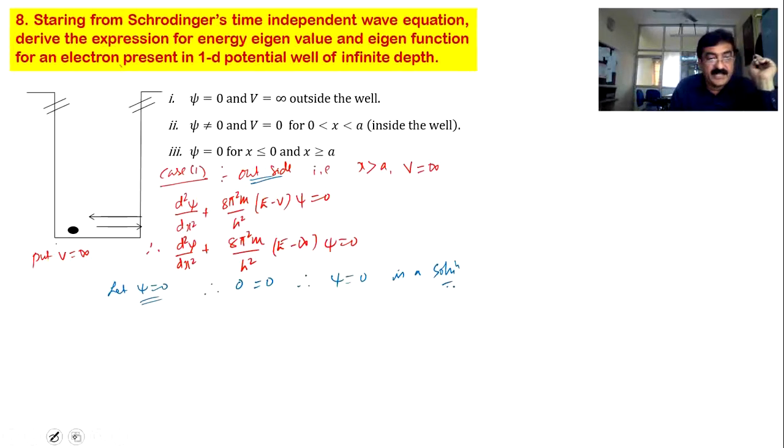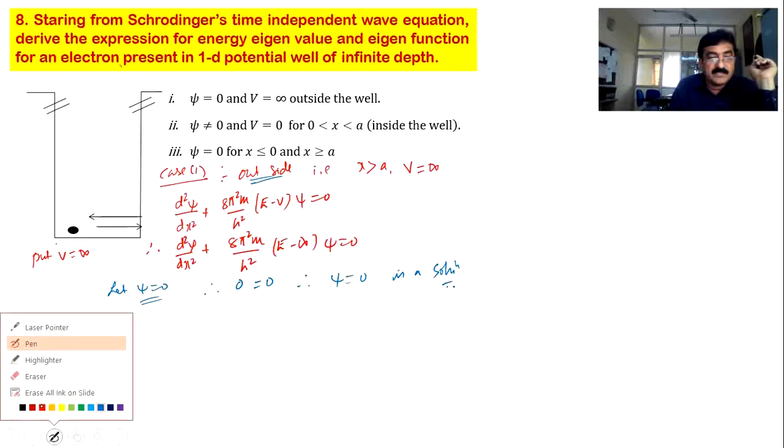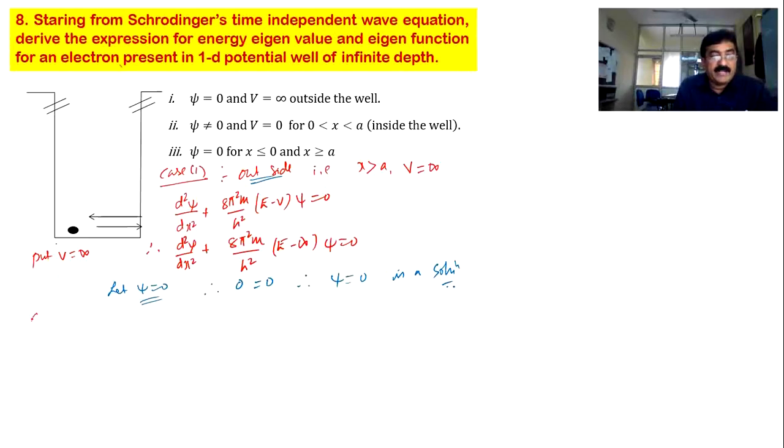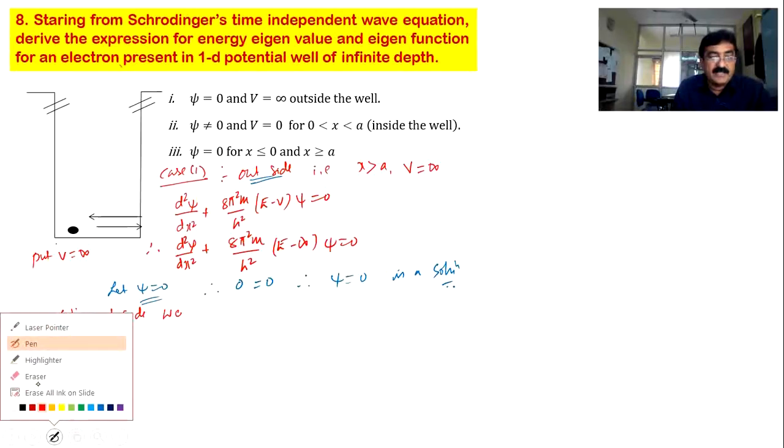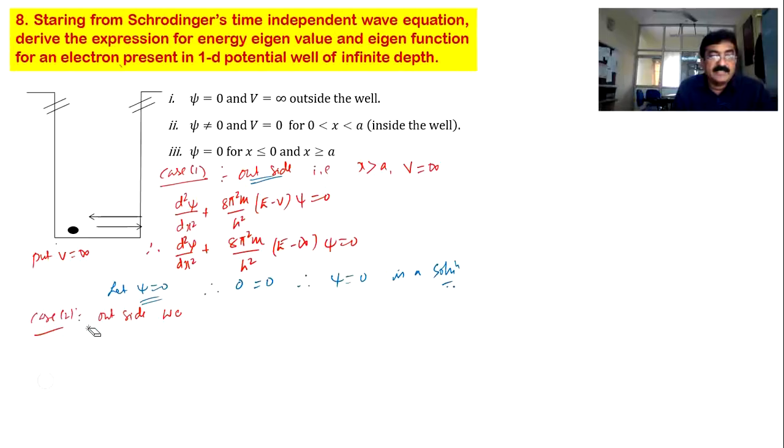This is a very lengthy derivation. Please practice this once or twice. Case 2 I will write here. This time I take... not outside the well, it is inside the well. So inside the well, what is the potential? Inside the well, that is 0 less than x less than a, definitely V equal to 0. That is one of our boundary conditions.